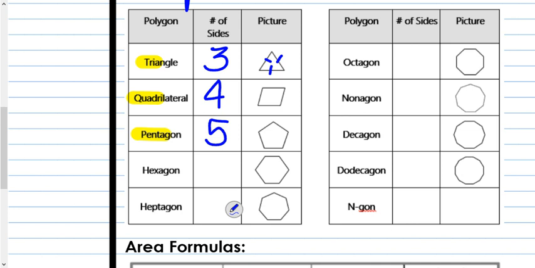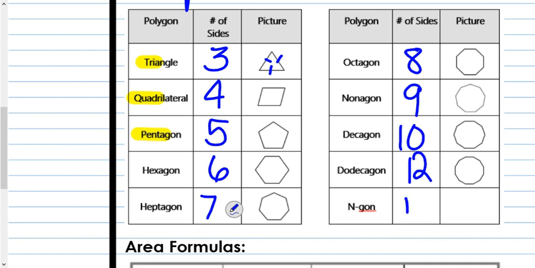Hexagon has 6 sides. Heptagon has 7. Octagon has 8, a nonagon has 9, a decagon has 10, and I say dodecagon, I'm not sure if I'm actually pronouncing it correctly, but dodecagon looks good to me, has 12. And then an n-gon simply means it has n number of sides. So if it has 33 sides, it would be a 33gon. Okay? If it had 100 sides, it would be a 100gon. Okay, so after 12, you just put n-gon, and n stands for the number of sides.